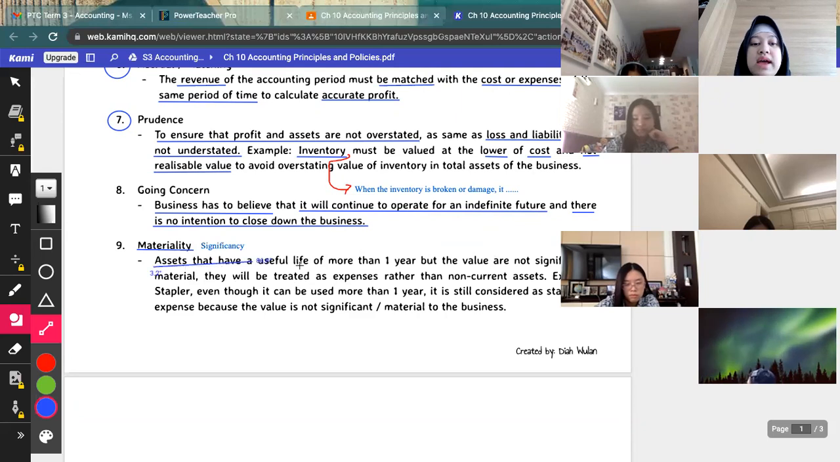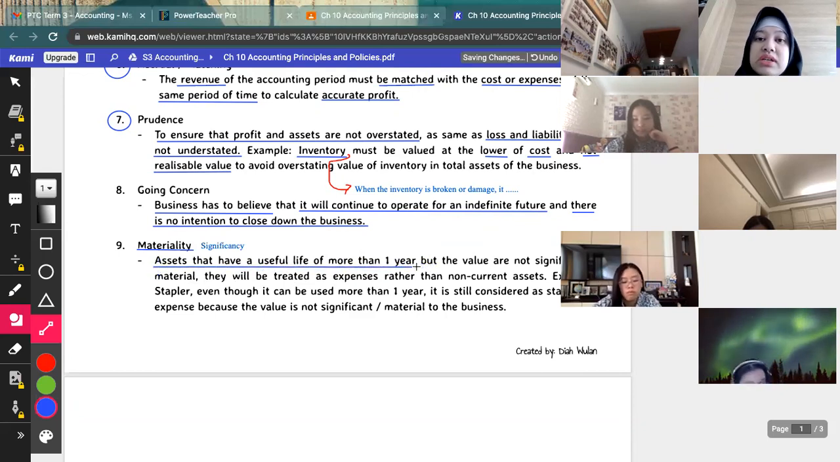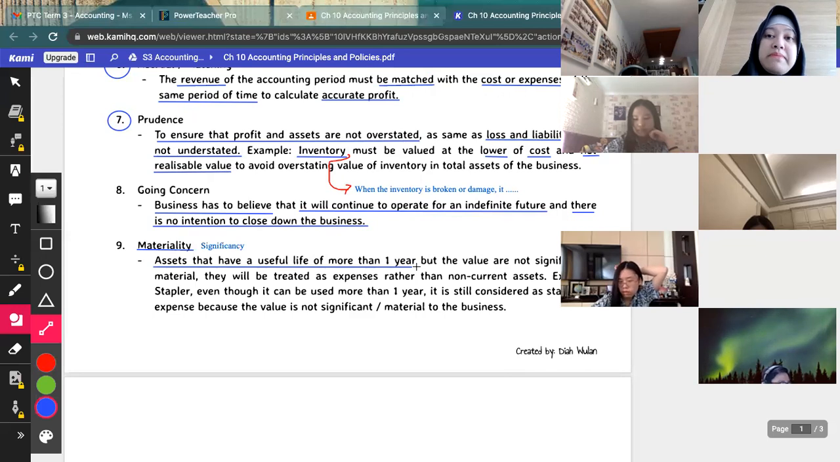Now, look, an asset that has a useful life of more than 1 year. We know by definition assets that have a useful life of more than 1 year are called non-current assets. Yeah, because we can use it for more than 1 year. But when we look at the value, it is really cheap. It is not significant if this asset is missing or even damaged or broken.